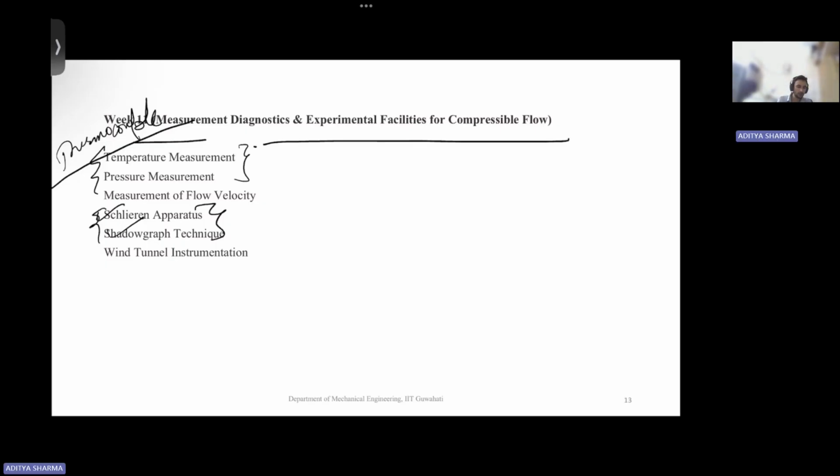In your Schlieren apparatus, the first derivative of density is used, and the second derivative of density is used in your shadowgraph technique. In the shadowgraph technique, the variation in illumination of the picture on the screen is proportional to the second derivative of density.